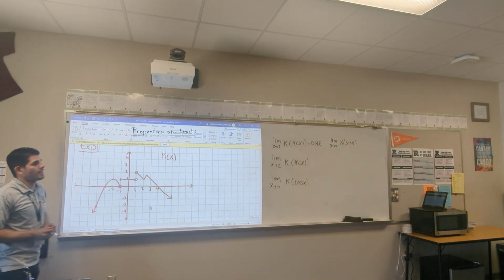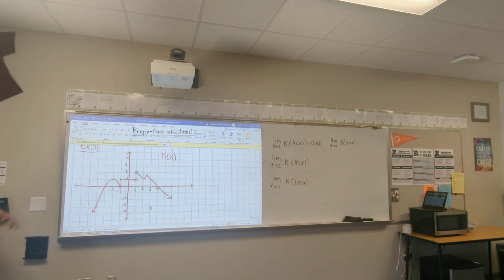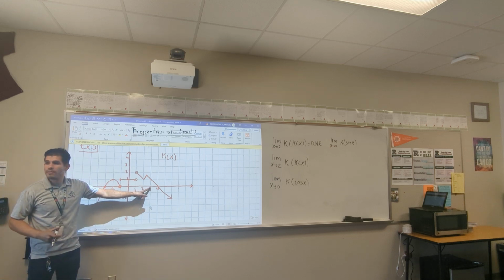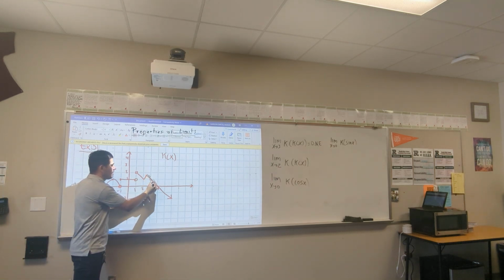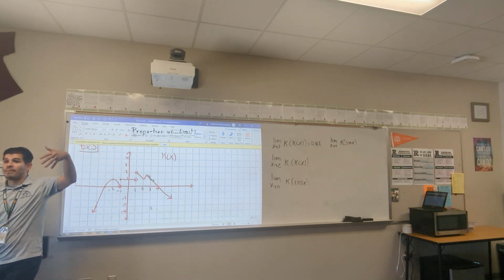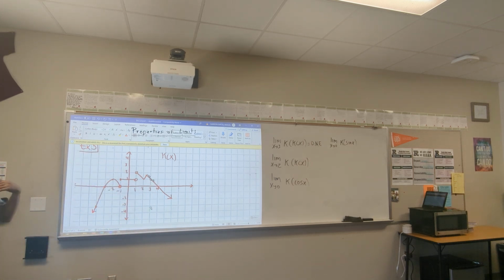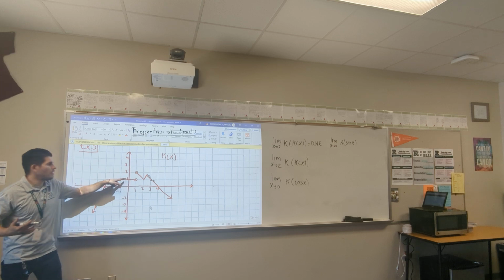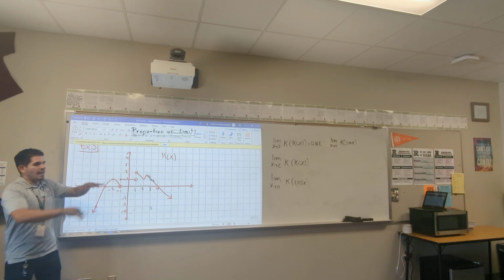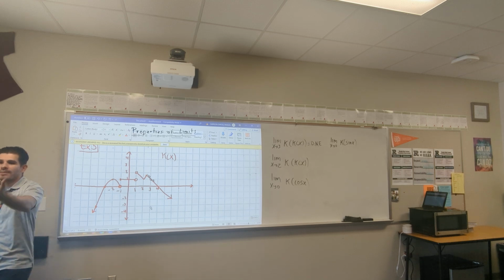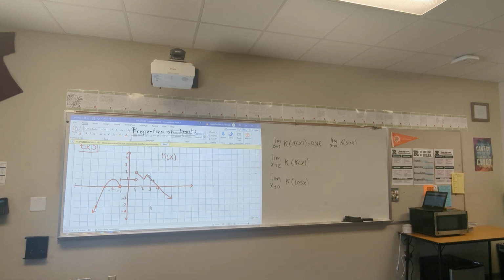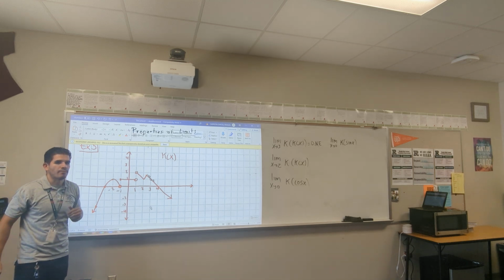Remember, you're supposed to first take the limit as you approach 3. So I'm looking at this, and 3 seems to be here, right? Now, I noticed that in order to get here, I need to approach it both from the top and the bottom, which means I can just take a regular limit as x approaches 1. As x approaches 1, I can see that I'm approaching different values, therefore does not exist. Beautiful. Cool? Alright, does anybody have an answer for the second one?